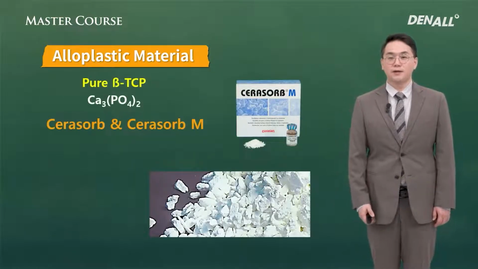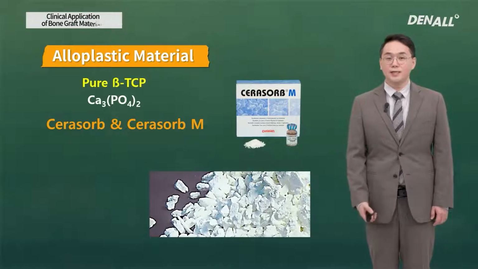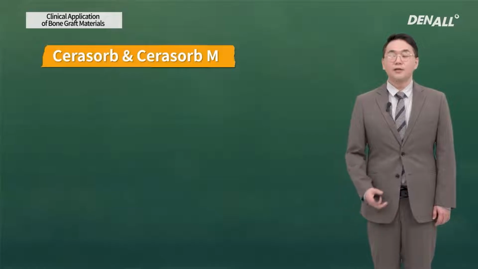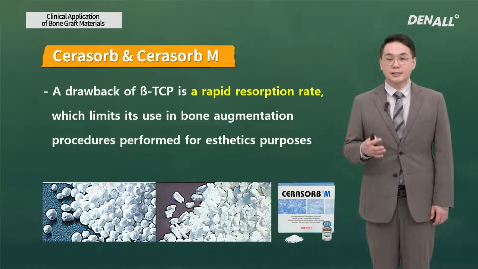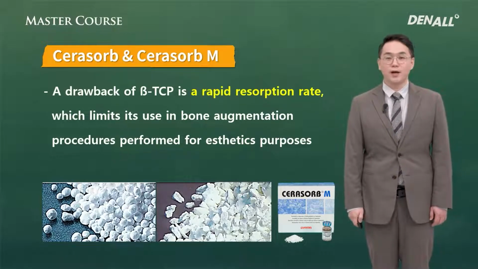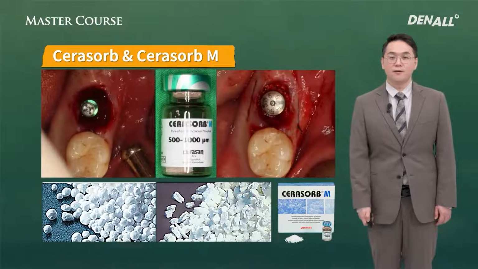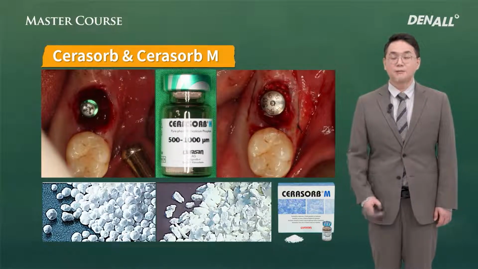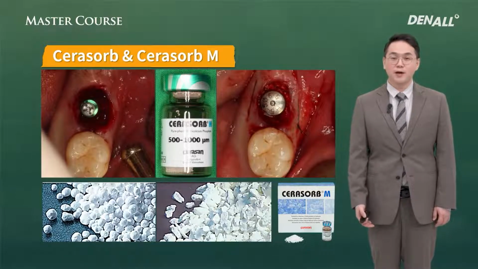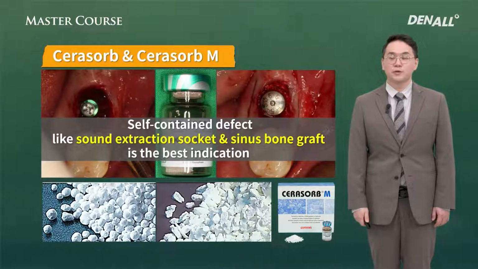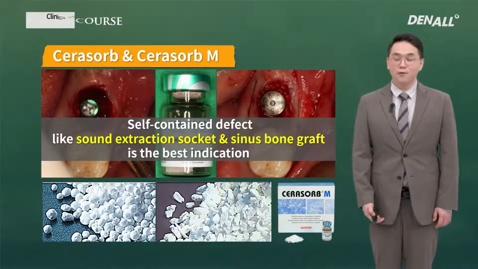Beta-TCP, the chemical formula is very simple, so it can be resolved very fast. Due to fast resorption, it is not good for the GBR in the aesthetic region due to the instability of the volume in the long run. It can be used in a self-contained defect for fast bone regeneration, or where allograft is hard to obtain. But locally, allograft can be used quite a lot, but I don't really like to use it.